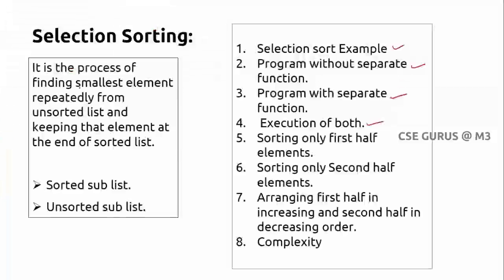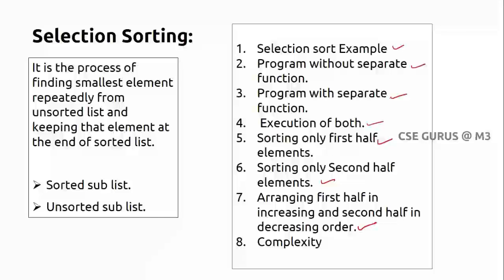So here my intention is to explain, like if you know the answer of how to sort the entire elements, you can make some changes so that you can sort only the first half, only the second half, arranging the first half in increasing and the second half in decreasing. This might be very easy. Okay, and the final one, complexity.